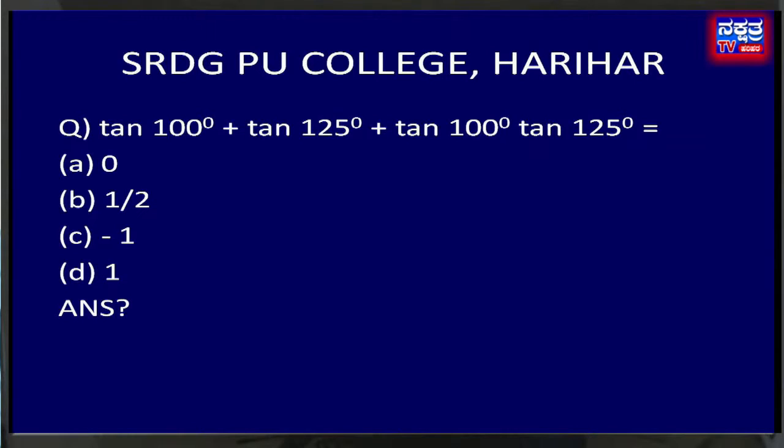What's the next question? Tan 100 degrees plus tan 125 degrees plus tan 100 into tan 125 degrees equals, option A 0, option B 1 by 2, option C minus 1, option D 1. Watch the board.